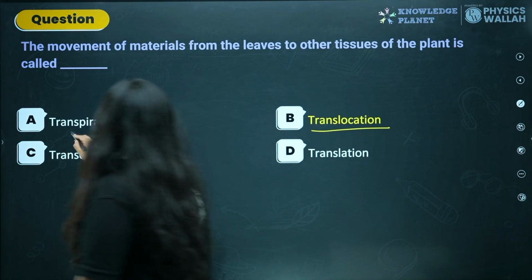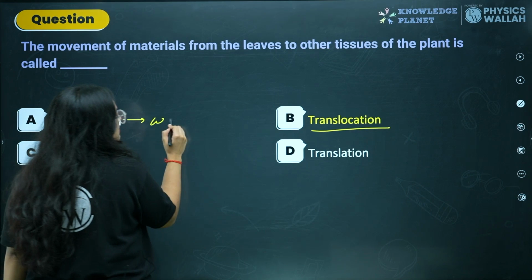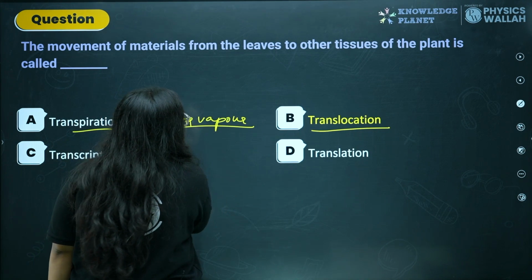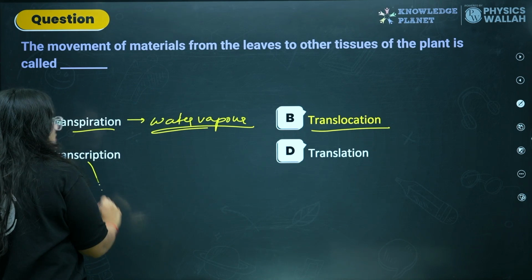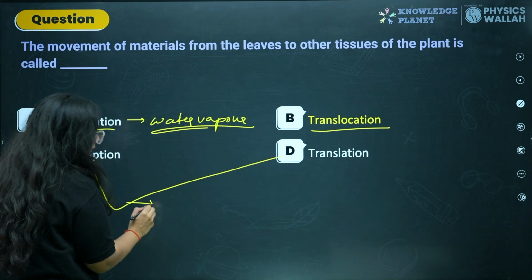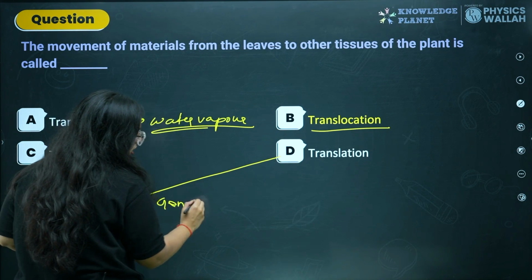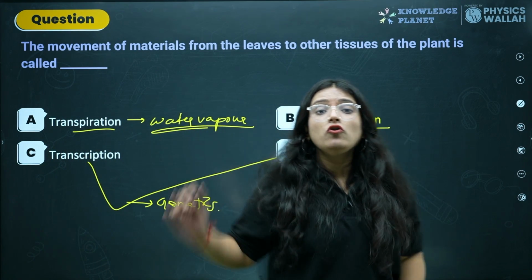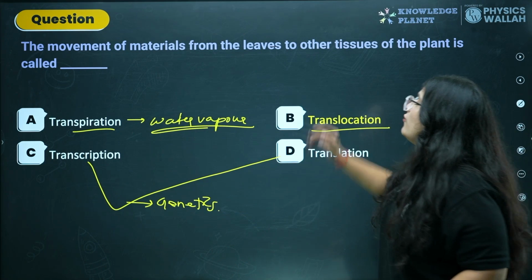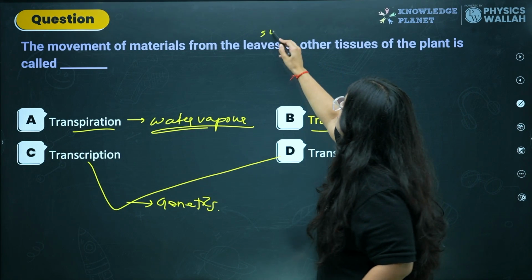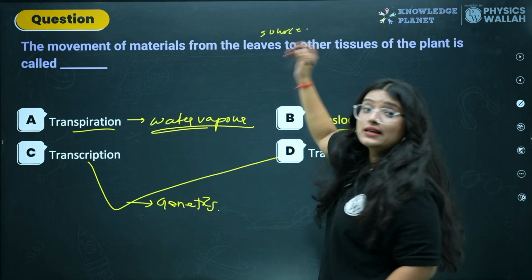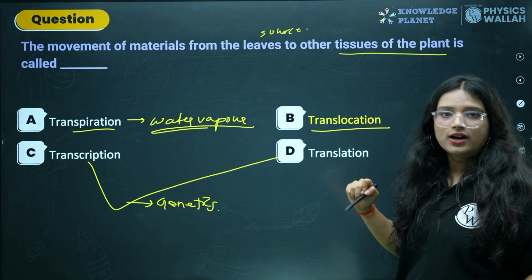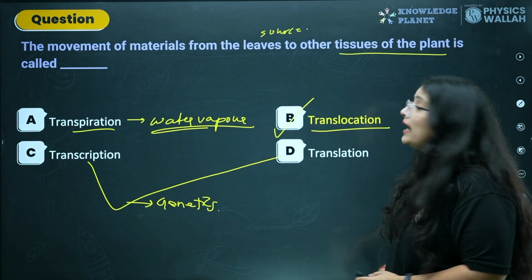See, transpiration is the removal of excess water in the form of water vapor through the aerial parts of the plant. Transcription and translation you will study in the genetics part. Whereas translocation is the movement or conduction of food from the leaves, which is the source of the food, where it is getting made, towards the other tissues of the plant. So here the correct answer is translocation.